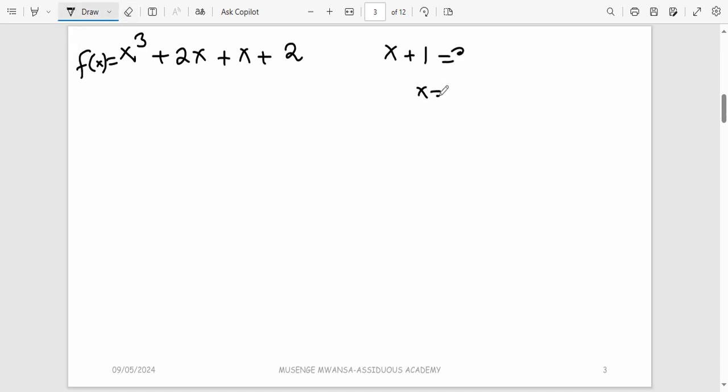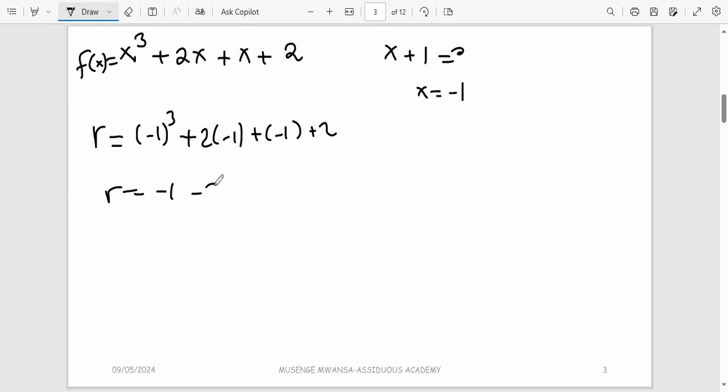And we are going to find that x is equal to -1. So the remainder is equal to, where there is x, put -1: -1 to the power 3 plus 2 times -1 plus -1 plus 2. So the remainder is going to be -1 to the power 3, that is going to be -1 minus 2 minus 1 plus 2. It should be like this, okay?